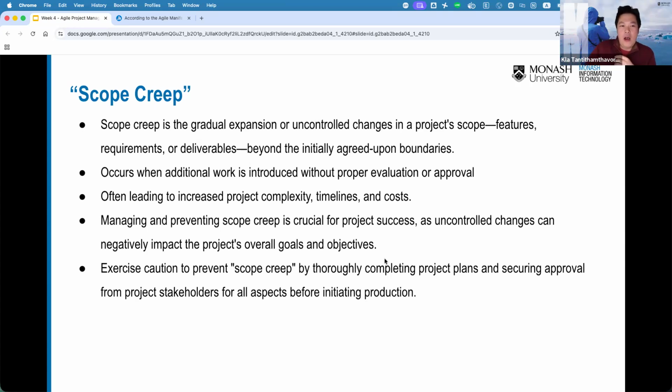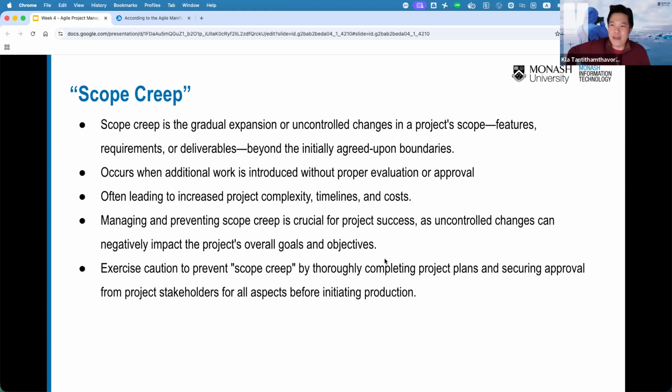Scope creep normally occurs when additional work is introduced without proper evaluation or approval. For example, let's say you are an engineer and the client tries to convince you, hey, Mr. A, can you add this kind of feature? It is so important and things like that, right?